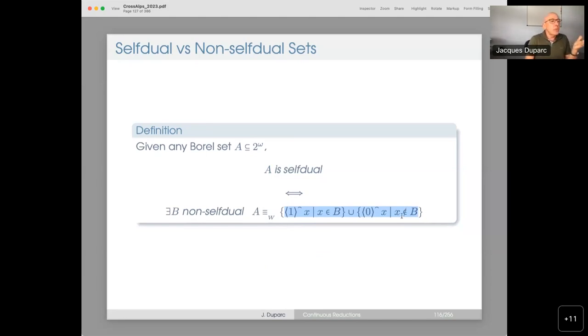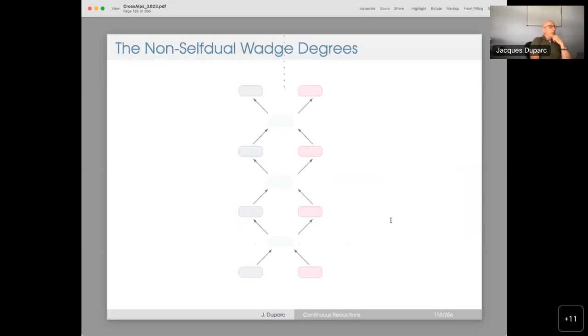And from the viewpoint of a player, it means on my first move, if I play 1, okay, I erase the 1, and I'm in charge of B. And if I play 0, I erase it right away, but now I'm in charge of the complement of B, right? You decide on the first move who you're in charge of. Okay, so this is to motivate that the classes generated by non-self-dual sets, it's really hard to get them from the self-dual sets, but the self-dual sets are easy to get from the non-self-dual sets. So why not get rid of the self-dual sets and keep only the non-self-dual ones?